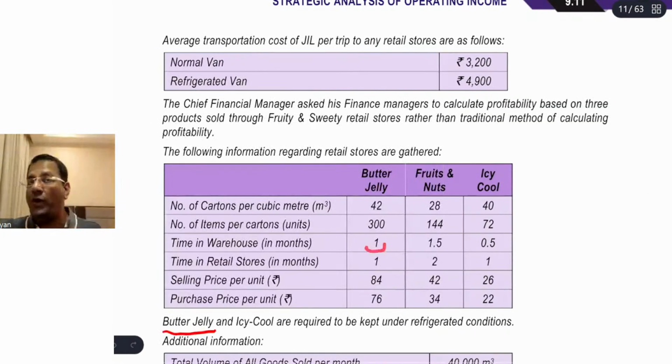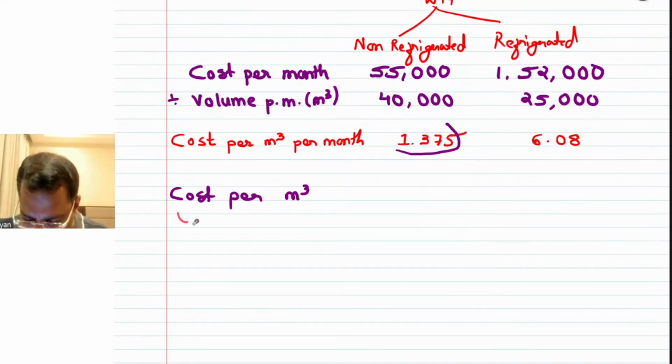Okay, so it's just a coincidence that the cost per cubic meter per month and the cost per cubic meter are the same, because the product is stored in the warehouse for 1 month. If we are calculating for product number 2, then 1.375 will be multiplied by 1.5. If we are calculating for ice cream, it will be multiplied by 0.5. Okay, so it's better, beta, we should calculate it for 1.5. That will be much better for you. So we are calculating for fruit and nut. This calculation will be multiplied by 1.5 to get the answer per cubic meter. So we are calculating for the second product. That will give you proper analysis.